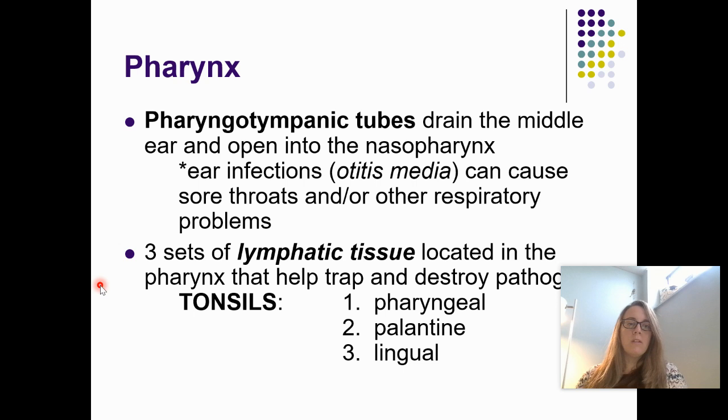Okay. Another thing we learned about in chapter 12 was that we have three sets of tonsils in the pharynx as well. We have the pharyngeal tonsils, sometimes called the adenoids, that are in the nasopharynx, the palatine tonsils, which if you open your mouth, I'm not going to do that on camera, but they would be on either side of the back of your mouth, behind your tongue. And then the lingual tonsils are on the base of your tongue. Those are three sets of lymphatic tissue housing immune cells to help you deal with any bad guys that are trying to get in. You probably only really think about them when you have a sore throat and they're swollen.